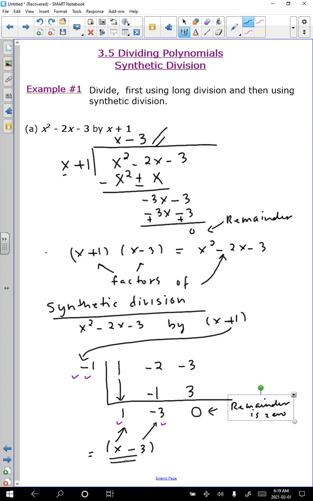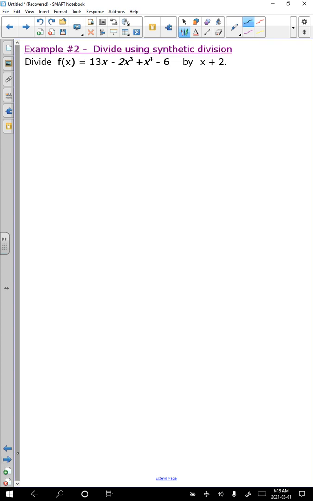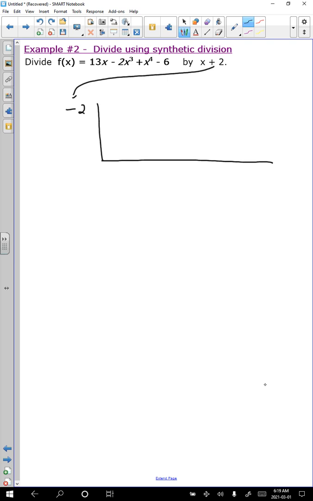All right, let's try another example. We're going to divide 13x minus 2x cubed plus x to the power 4 minus 6 by x plus 2. So that means we are going to take -2, and then we're going to write this in decreasing order of the coefficients. Okay, so it's not given in that form.